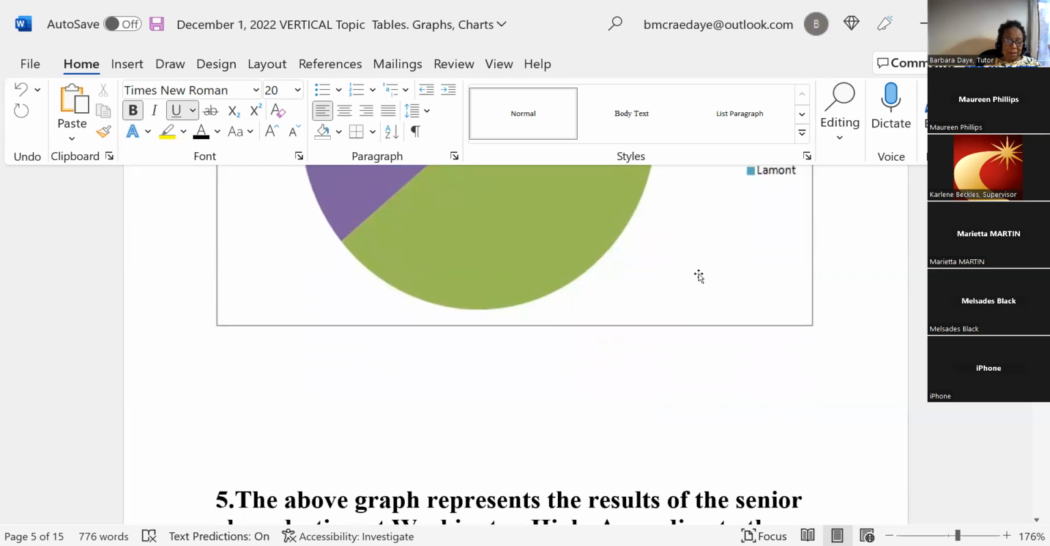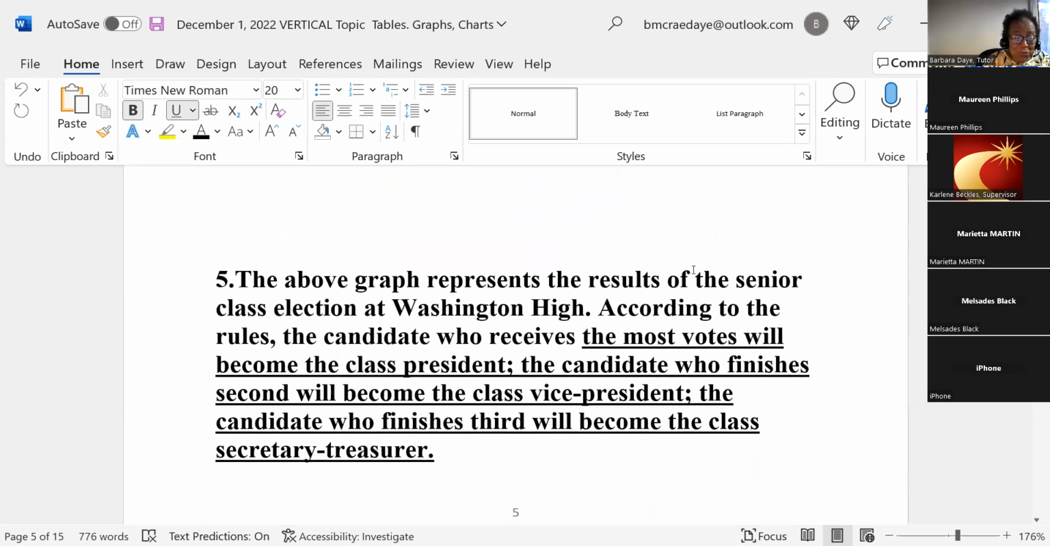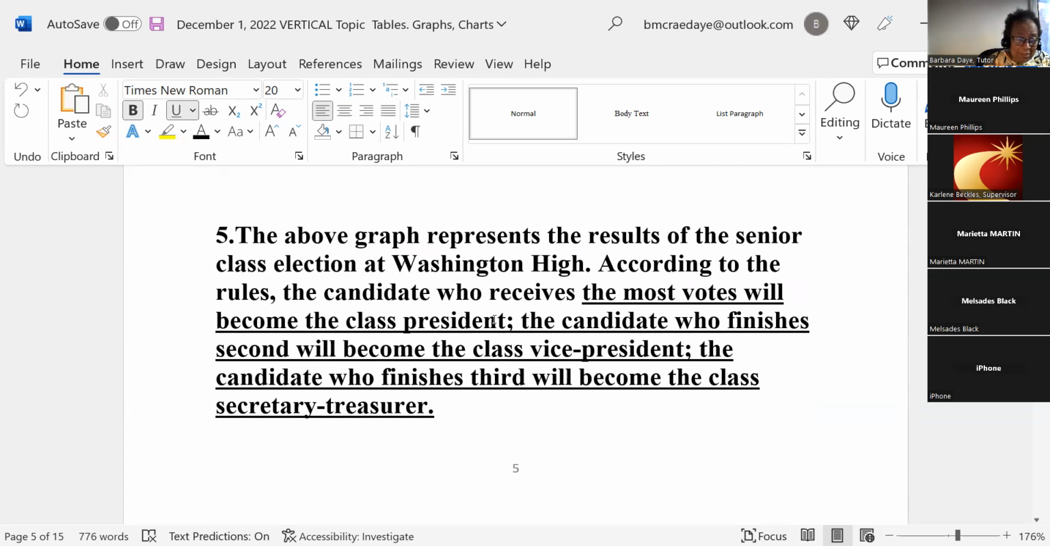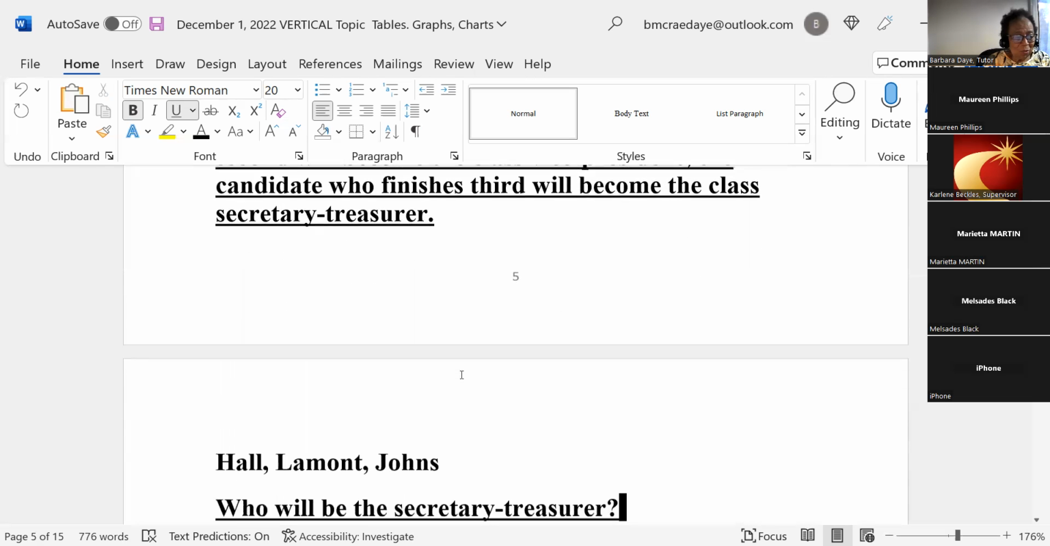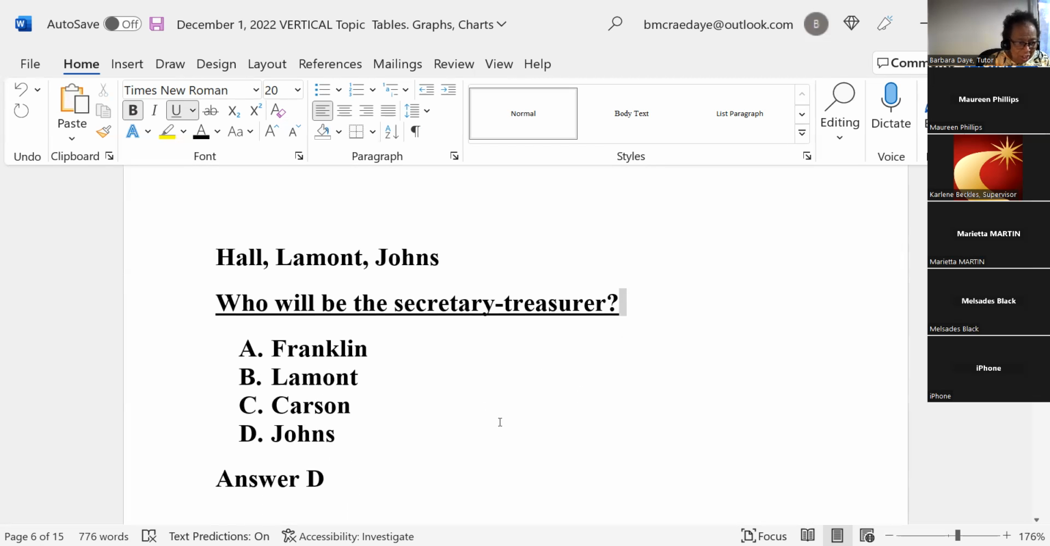I was surprised that everybody missed that one. I surprised myself too. You were surprised too, right, Maureen? Yeah. Now that you go through it, you say the most votes would be the president, second would be the class vice president, third would be the class secretary treasurer. So I say, well, who's number one? Hall. Who's number two? Lamont. Who's number three? John. Secretary treasurer is number three. So the answer is John. Got it? So you surprised yourself, right, Maureen?